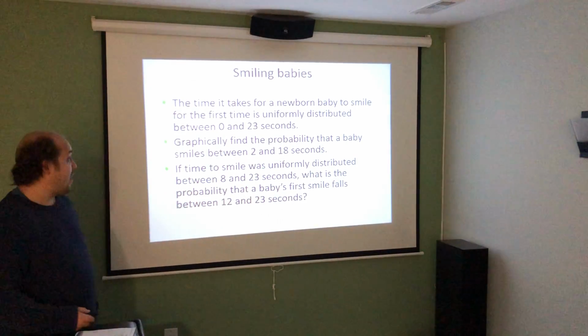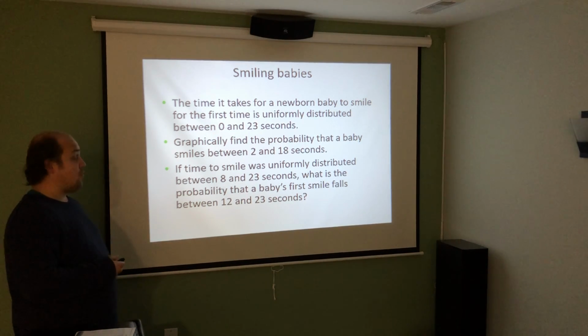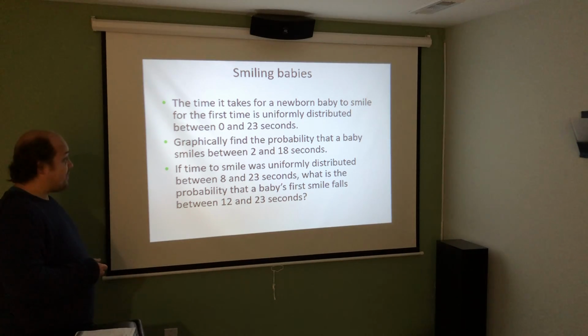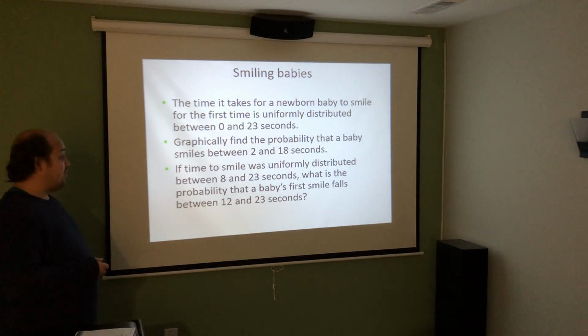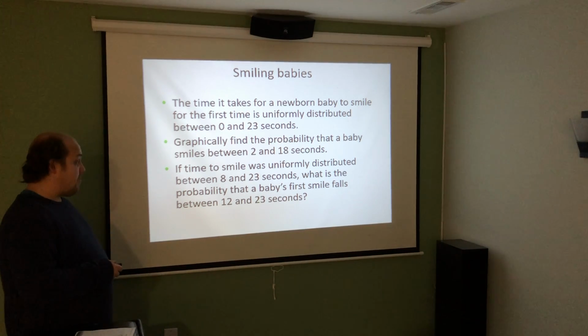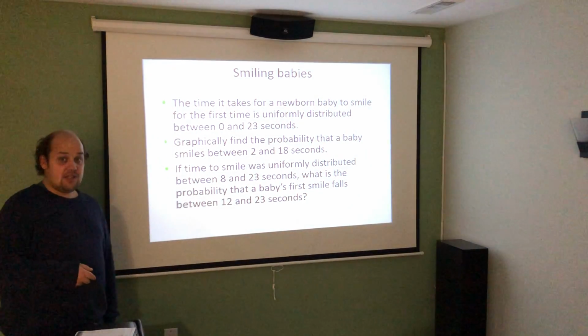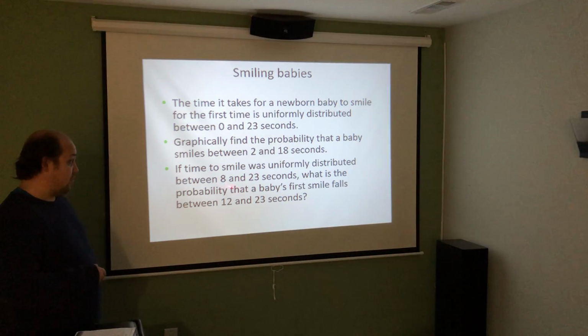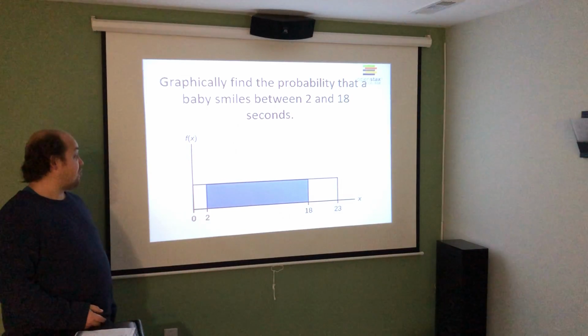Let's say we had a word problem. The word problem tells me the time it takes for a newborn baby to smile for the first time is uniformly distributed between 0 and 23 seconds. We want to graphically find the probability that a baby smiles between 2 and 18 seconds. Then we want to say if time to smile was uniformly distributed between 8 and 23 seconds, what's the probability that a baby's first smile falls between 12 and 23 seconds? So you'll see that this changes things up a little because our starting point's no longer 0. Let's see how it looks graphically.